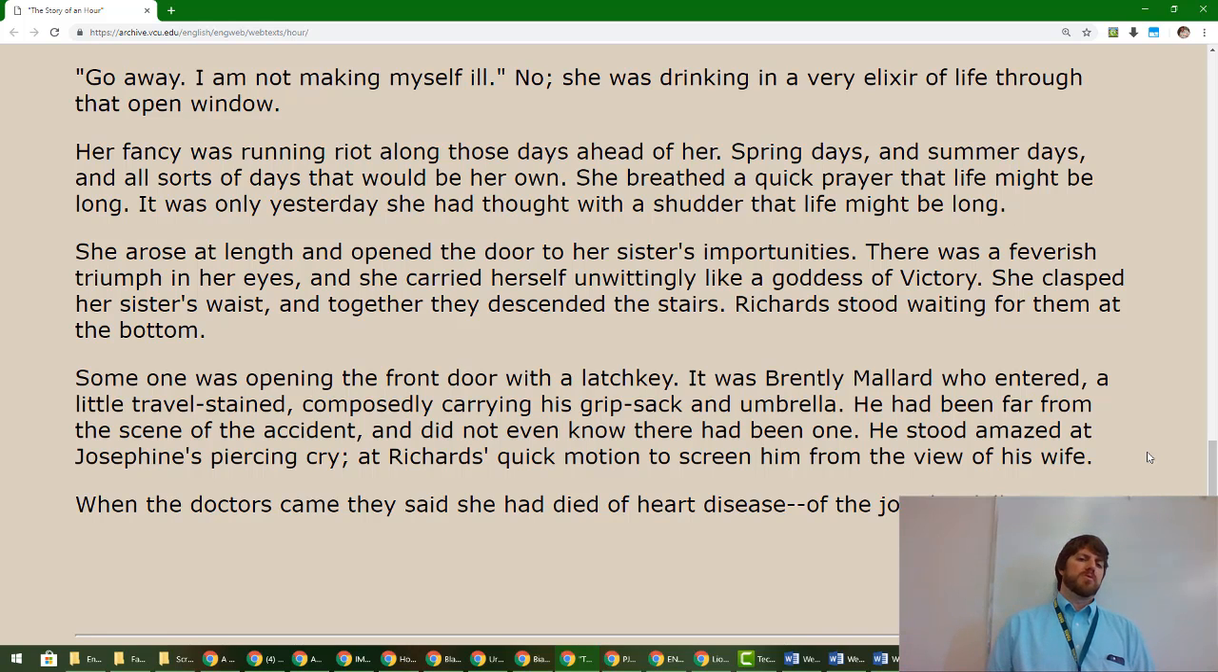She clasped her sister's waist, and together they descended the stairs. Richard stood waiting for them at the bottom. Someone was opening the front door with a latch key. It was Brentley Mallard who entered, a little travel-stained, composedly carrying his gripsack and umbrella. He had been far from the scene of the accident, did not even know there had been one. He stood amazed at Josephine's piercing cry, at Richard's quick motion to screen him from the view of his wife. And when the doctors came, they said she had died of heart disease, of the joy that kills.